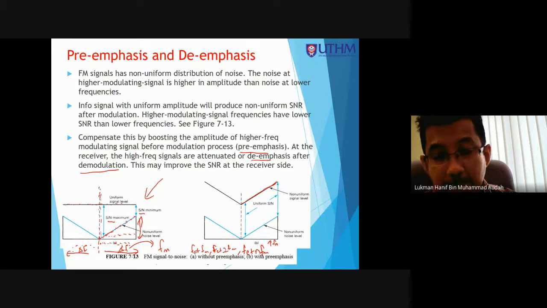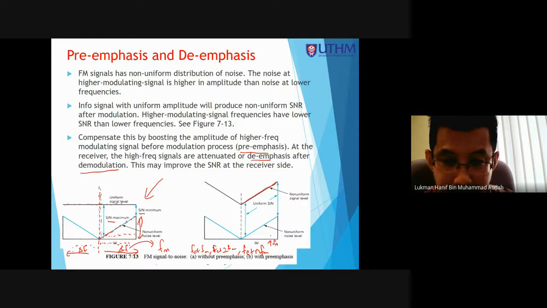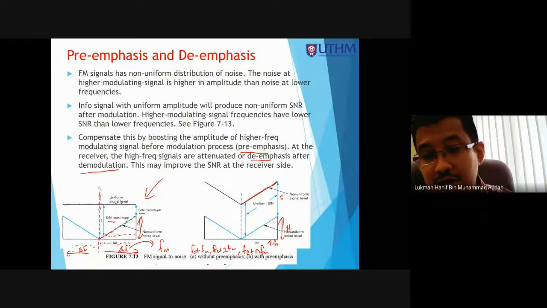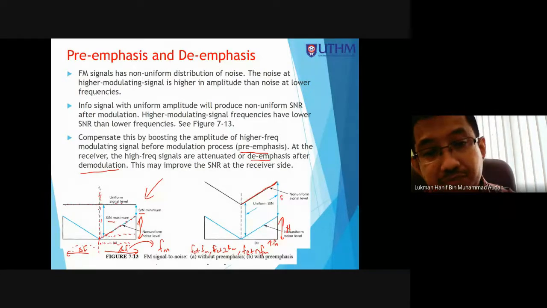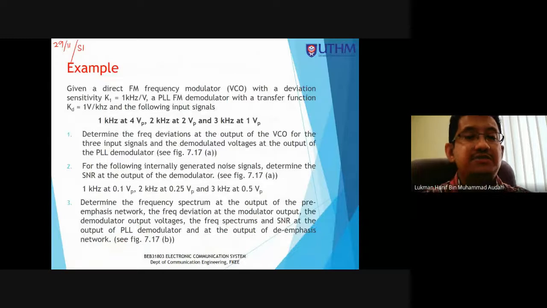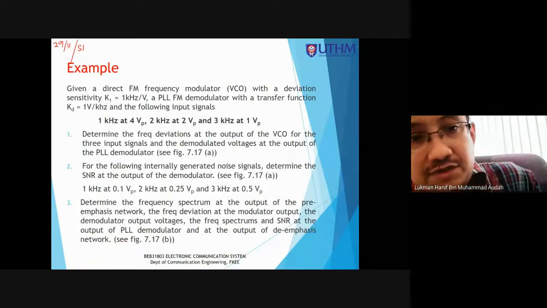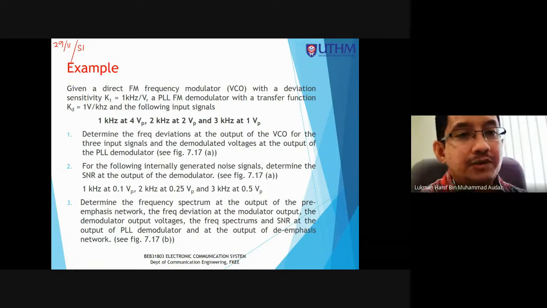Dengan cara ini, maka kalau dilihat nilai SNR adalah lebih baik even though pada nilai modulating frequency yang lebih tinggi. So kalau dilihat di sini, this is a noise level, this is a signal level. So SNR menjadi lebih baik dengan adanya proses pre-emphasis and de-emphasis. And we have seen this example about pre-emphasis and de-emphasis. So this is to show about how this process happened.